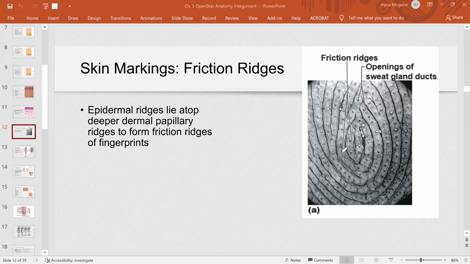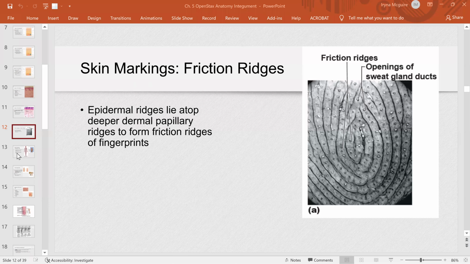And this is what will leave your fingerprint, because your fingerprint will be your sweat and the oil of your skin and a little bit of dust of that surface that you're touching. So that's called friction ridges that give you your finger and toe prints.